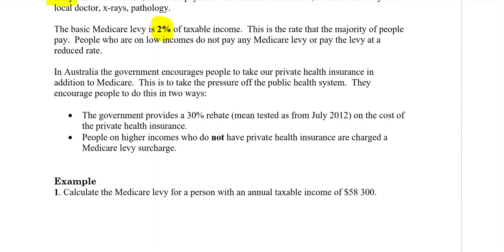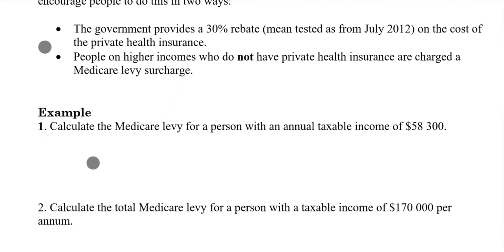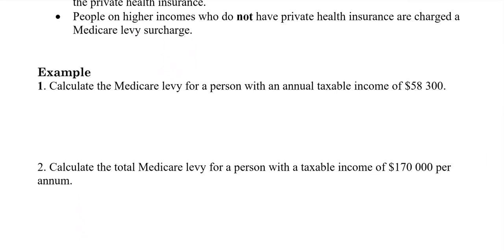So if you are asked a question where you are asked to calculate the Medicare levy for a person with an annual taxable income of $58,300, you just want to find 2%, which is 2 over 100, of their income. 2% of 58,300 is $1,166. So let's do that again.